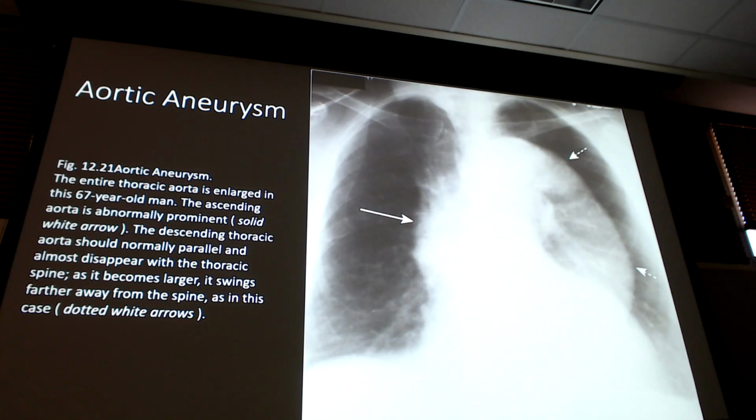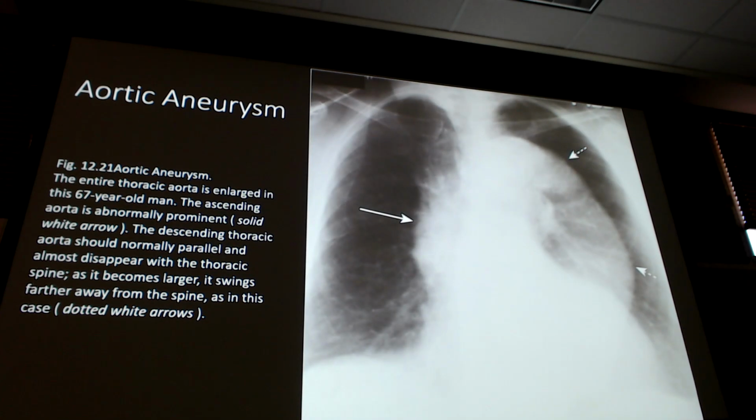All right, so you see that there. That's how bad it can get. So this is the entire thoracic aorta. I got it written right there. 67-year-old man. Not only is the descending thoracic aorta enlarged, right? But also, we have some of the ascending sitting out here as well. This is gnarly. What's that?